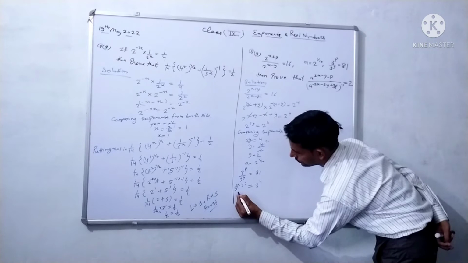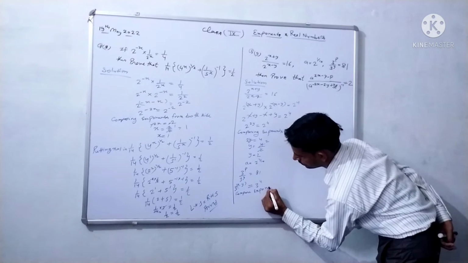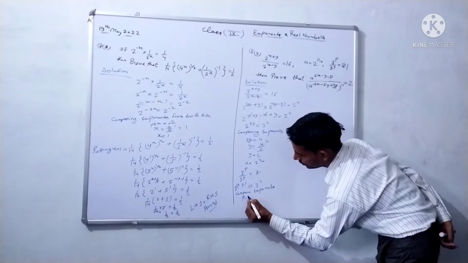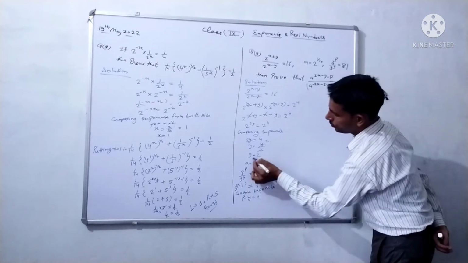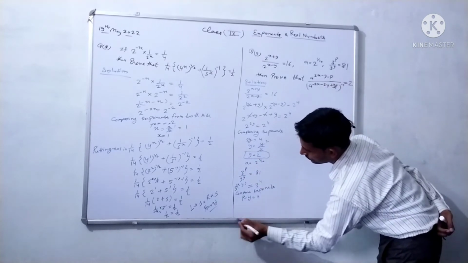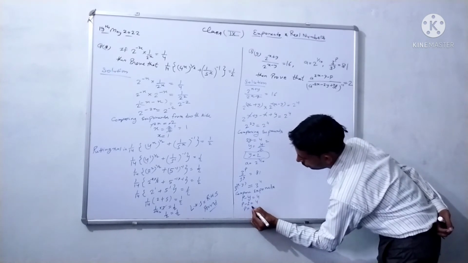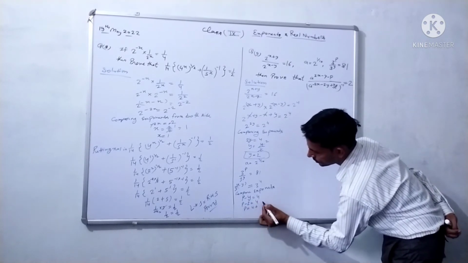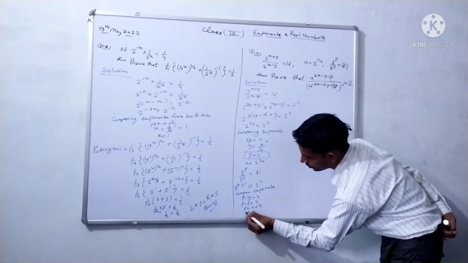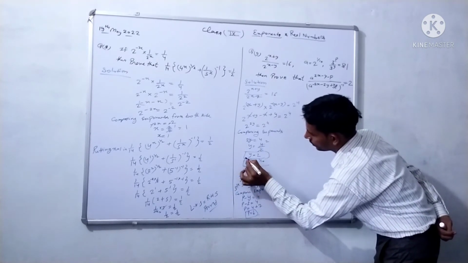Again, compare the exponents. When we compare the exponents, then we can write p minus y equals 4. Here we know the value of y equals 2, so put here p minus 2 equals 4. So p equals 4, and take minus 2 to this side, then its sign will be changed, so we can write 2. So p equals 6. So the value of p equals 6, the value of y equals 2, and the value of a is given.